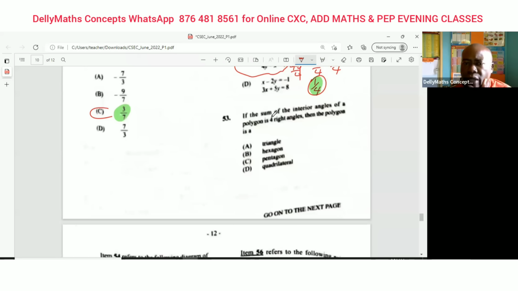53. If the sum of the interior angles of a polygon is 4 right angles, then which of these polygons will suit it? Triangles don't do that. Hexagon can't do that. Pentagon can't do that. But definitely a quadrilateral would have 4 sides, 4 angles, right?